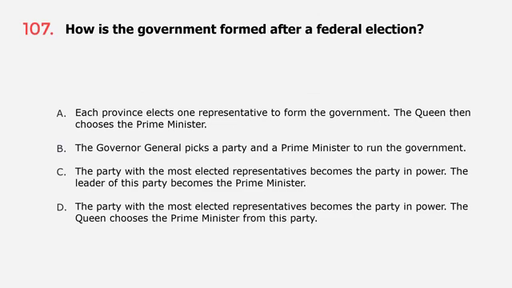107. How is the government formed after a federal election? A. Each province elects one representative to form the government. The Queen then chooses the Prime Minister. B. The Governor General picks a party and a Prime Minister to run the government. C. The party with the most elected representatives becomes the party in power. The leader of this party becomes the Prime Minister. D. The party with the most elected representatives becomes the party in power. The Queen chooses the Prime Minister from this party.